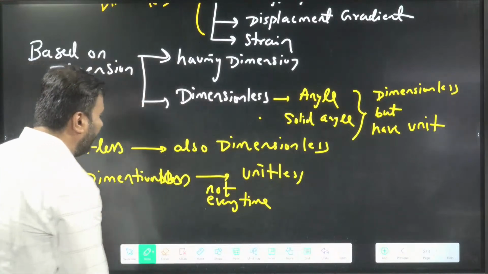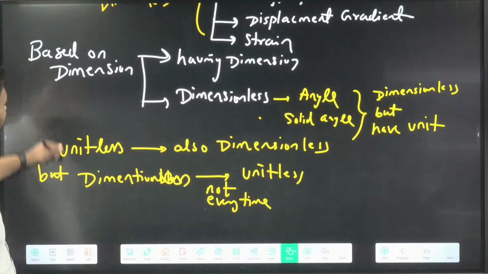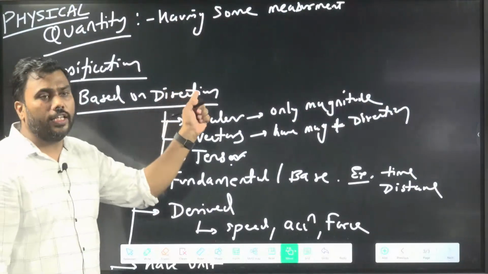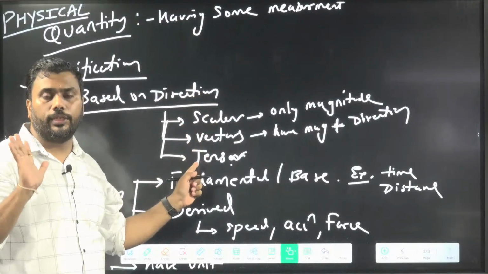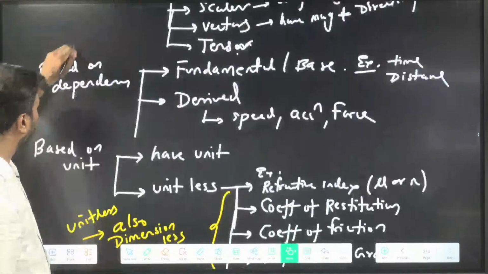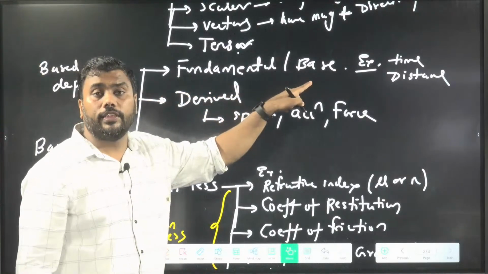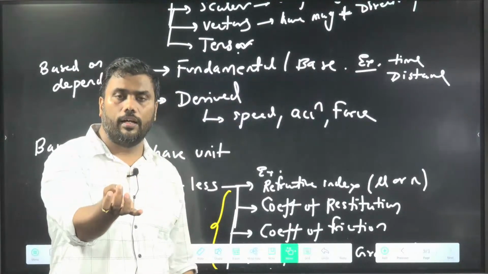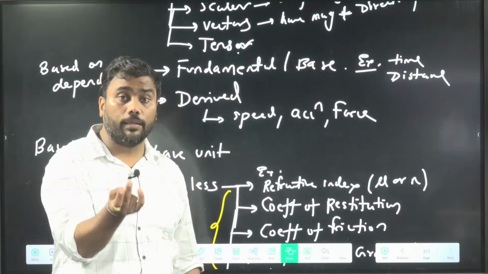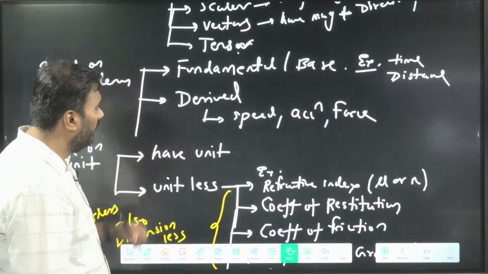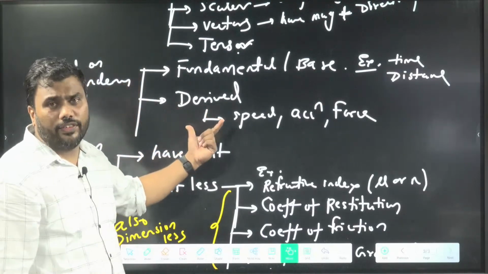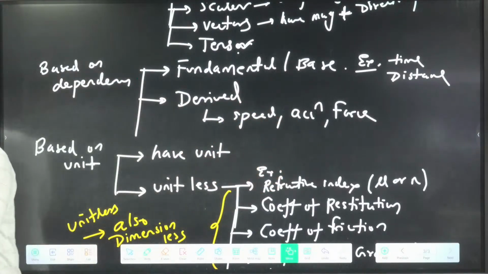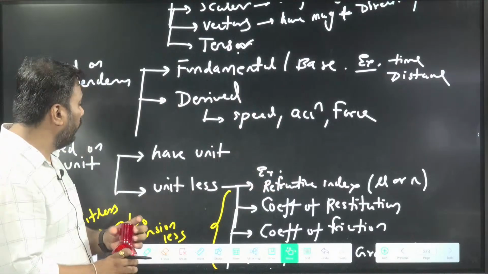So we have classified physical quantities in many ways. Classification based on direction: scalar, vector, tensor. Based on dependency, we have fundamental physical quantities: time, mass, length, amount of substance, mole, temperature, current. Then there are derived physical quantities: speed, acceleration, velocity, etc.